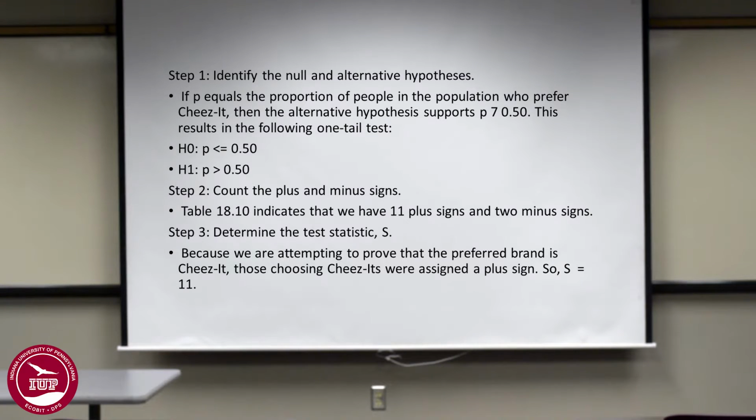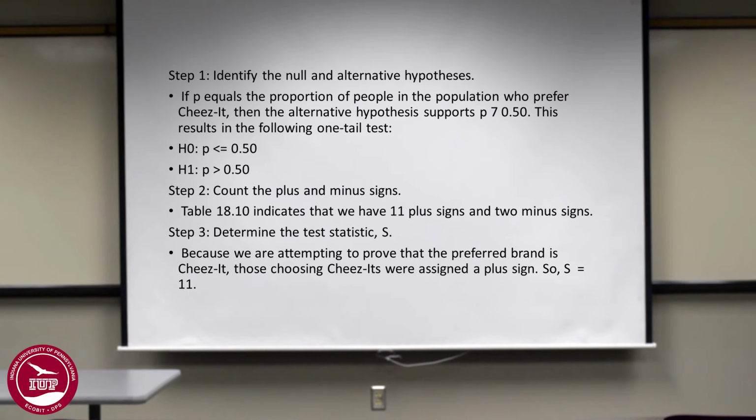Step 1. Identify the null and alternative hypotheses. If P equals the proportion of people in the population who prefer Cheez-It, then the alternative hypothesis supports P greater than 0.5. This results in the following one-tailed test. Null hypothesis: P less than or equal to 0.5, and alternative hypothesis: P greater than 0.5. Step 2. Count the plus and minus signs. Table 18.10 indicates that we have 11 plus signs and 2 minus signs.